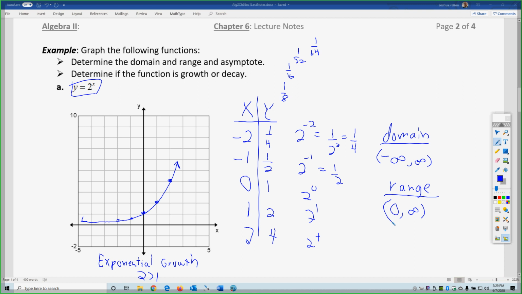Because we have the invisible line called an asymptote of y equals 0. Let me fix that. So this is an asymptotic function, meaning it's approaching a value, but it never gets there. So along that line, the x value changes, but the y value is always 0. Okay, so let's try the next problem.